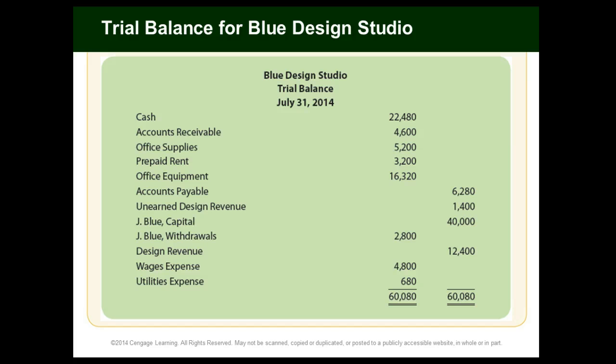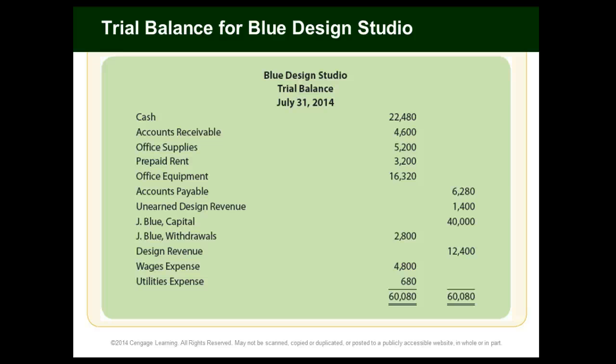So accounts such as assets. Assets would be, in this situation, cash, accounts receivable, office supplies, prepaid rent, and office equipment. Those are all assets. Assets always have a normal debit balance, which means they increase by debiting them. Then we have two liability accounts, accounts payable and unearned design revenue. Those always will have a normal credit balance, which means to increase their account, you would credit it.